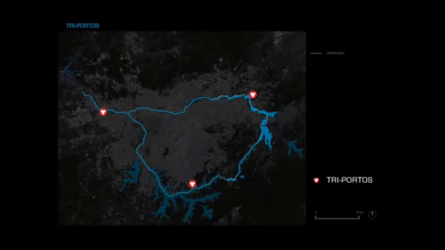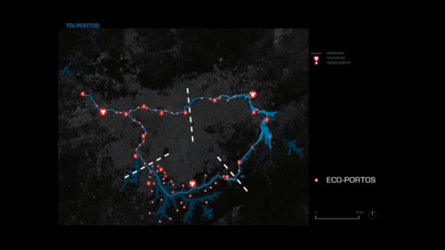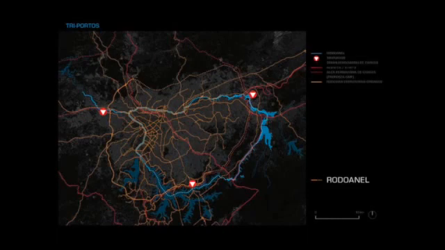The transformation of the public freight depends on the creation of these 3 major ports, which I'm calling Triport, which stands as an acronym to 2 things. One is the collection, the transformation, and can you repeat it?